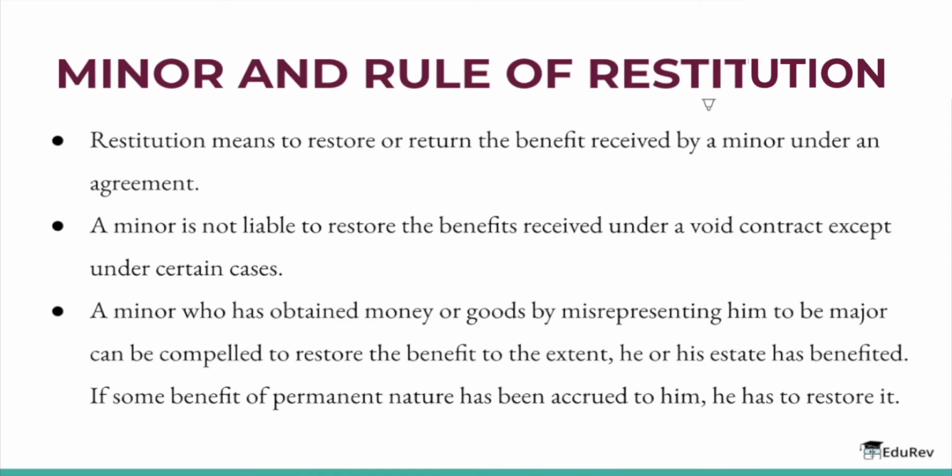Now let's understand the next topic, that is minor and the rule of restitution. Again, a question arises as to the rule of restitution applying against a minor. Restitution means to restore or return the benefit received by a minor under what? An agreement. A minor is not liable to restore the benefits received under a void contract except in certain cases. A minor who has obtained money or goods by misrepresenting himself to be a major can be compelled to restore the benefit to the extent he or his estate has benefited. If some benefit of a permanent nature has accrued to him, he has to restore it.